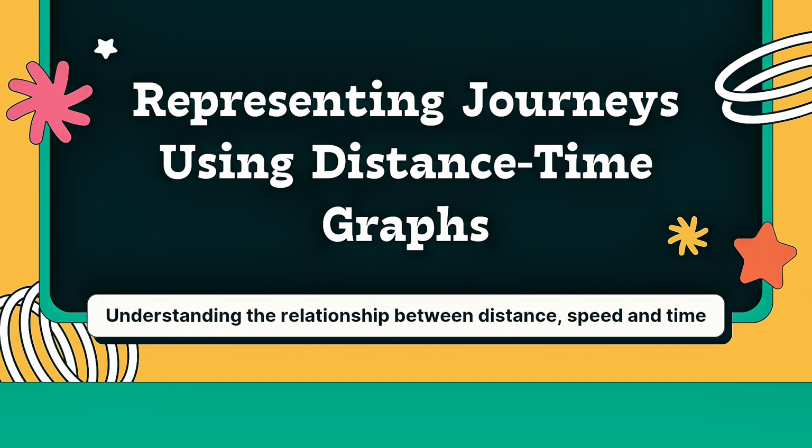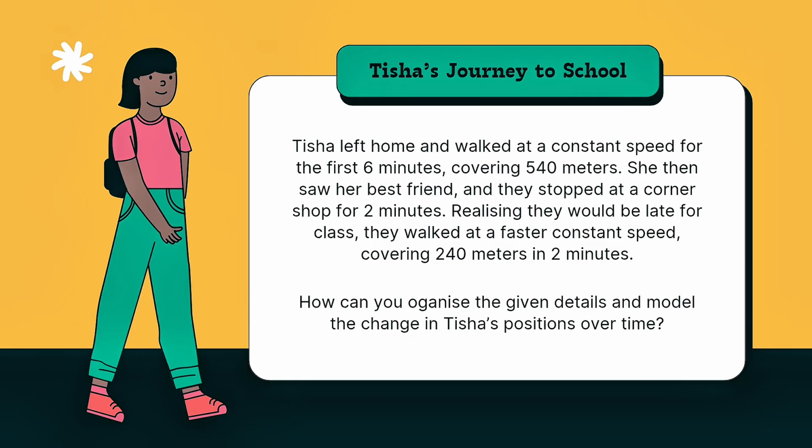So let's begin. Imagine it is morning time and Tisha leaves her home for school. She starts walking at a constant speed. This means she is walking steadily, not speeding up and not slowing down. For the first 6 minutes, she covers a distance of 540 meters.